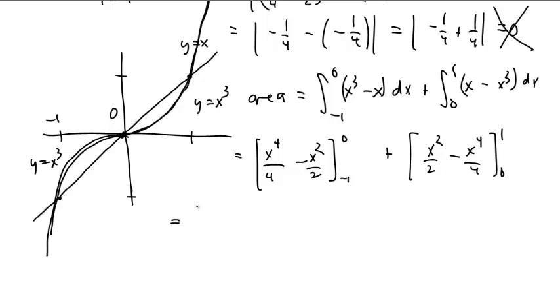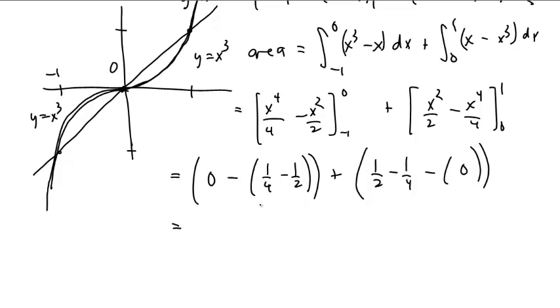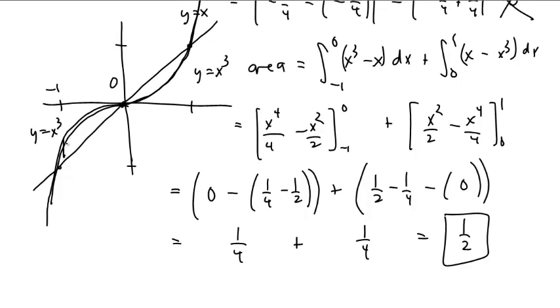When we plug in 0, we get nothing. When we plug in negative 1, I get 1/4 minus a half. And over here, when I plug in 1, I get 1/2 minus a fourth. And when I plug in 0, I get 0. And so what we end up getting is, let's see, that's negative a quarter, negative 1/4 plus 1/4 is 1/2. And that is exactly the area of this plus this.